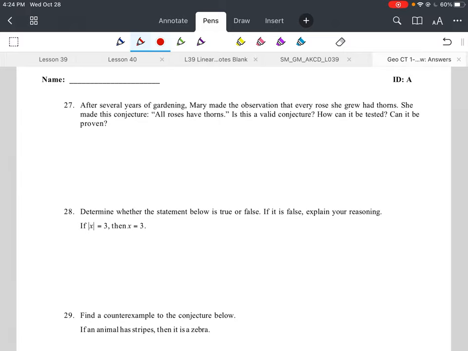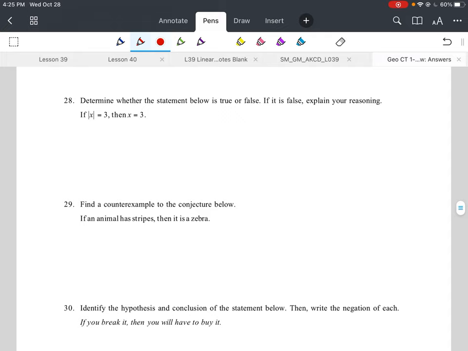So what she's doing here is called inductive reasoning. It's an interesting conjecture, but it is valid, right? She didn't see anything that was wrong. So a valid conjecture, but unfortunately cannot be proven. Okay, so yes, valid. Tested by looking at every rose, which means it can't be proven. Can be disproven pretty quickly, but not proven.